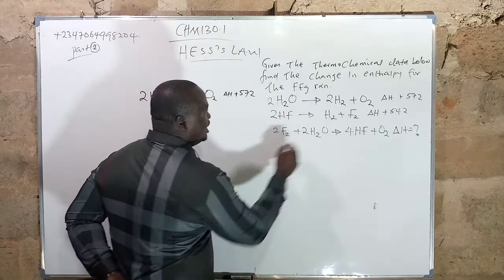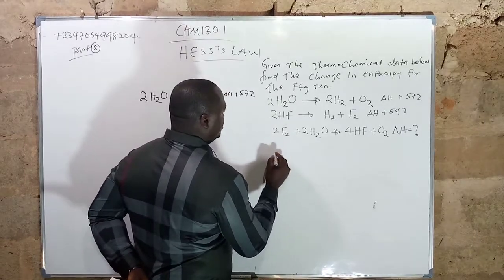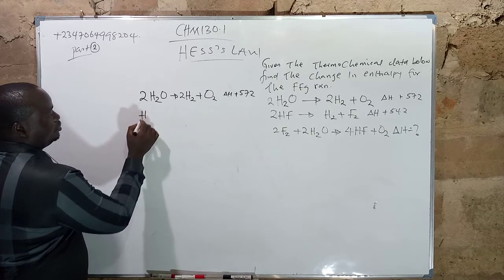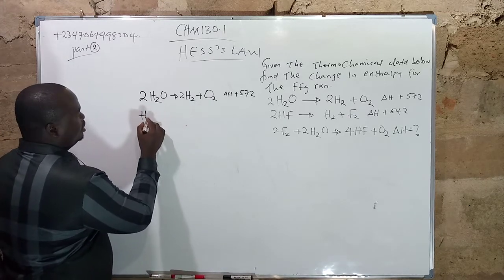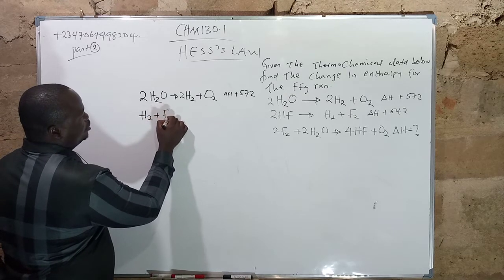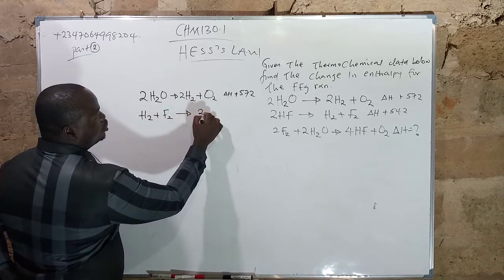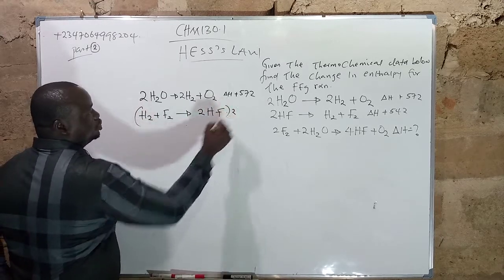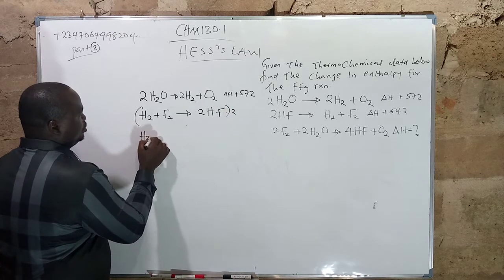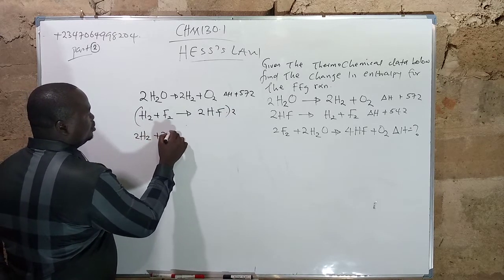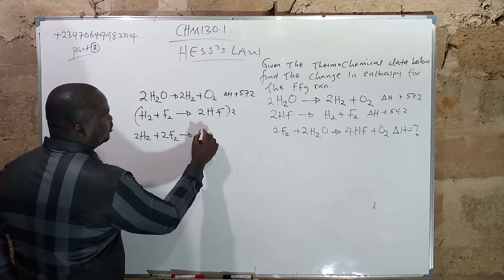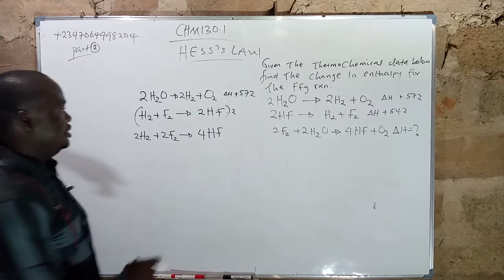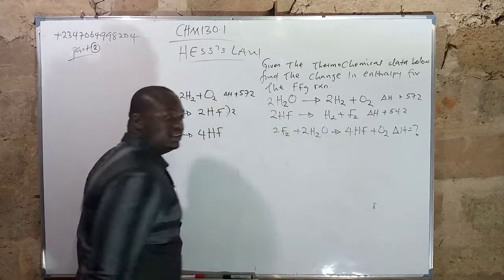Here is the reversal. If you reverse it, you will now have H2 plus F2 to give you 2HF. Now, the next thing is we have to multiply it by 2. So you have 2H2 plus 2F2 to give you 4 hydrogen fluoride. Can you see that this now looks exactly like this?